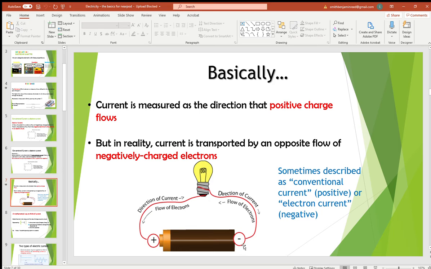Electrons actually flow from negative to positive, like charges repel, so they're trying to get away from that negative side to the positive side. But the direction current flows is actually opposite of that. It's going from positive to negative. That's very important.